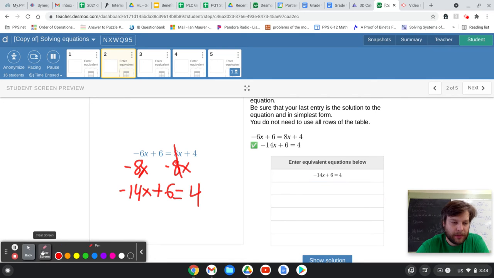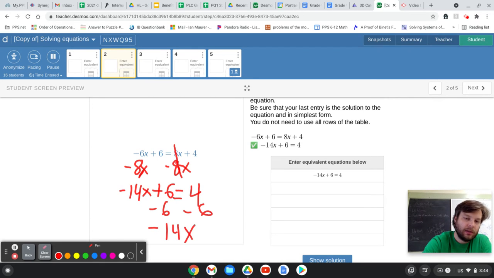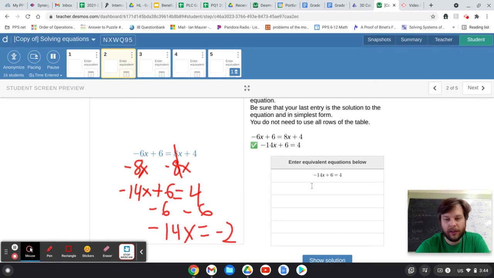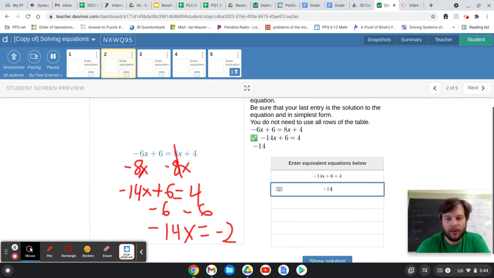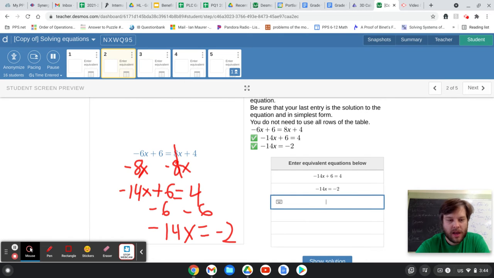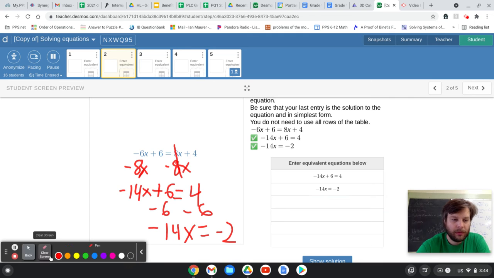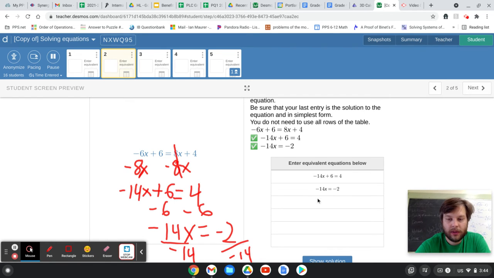Because in my first step I moved the x to the left side, I need to move my numbers to the right side. So subtracting 6 from both sides gives me negative 14x equals negative 2, my next equivalent equation. Great, got another check mark. Last step, when you have a number touching your variable, you want to divide by that number. So I divide both sides by negative 14, and that is what my x value is.